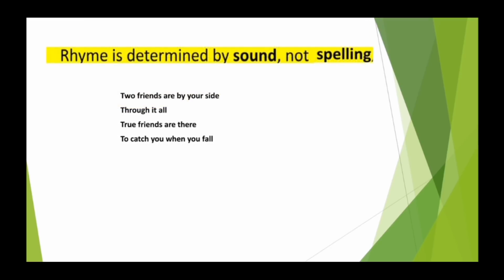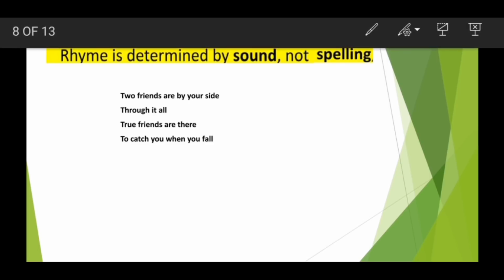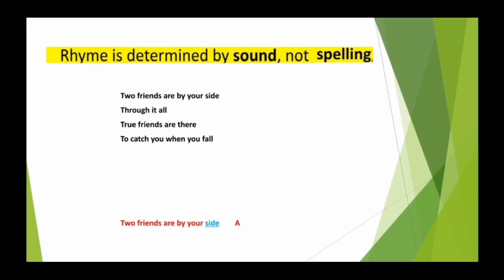Now remember, this is something very interesting, that rhyme is determined by sound, not spelling. Always remember. So now the new poem is: two friends are by your side through it all. True friends are there to catch you when you fall. So let's find out the rhyme scheme of this poem. So first is, two friends are by your side, which means the last word is side. So we will give it the letter A.